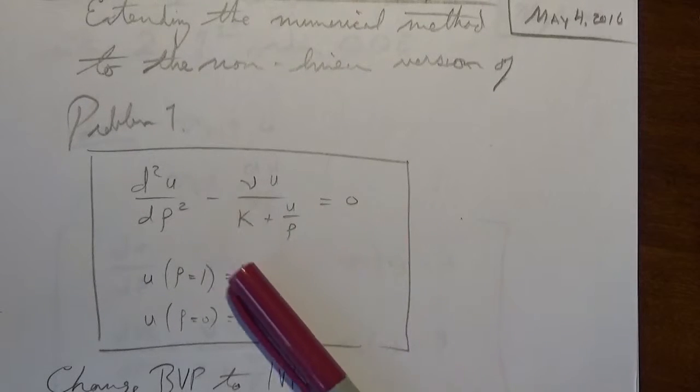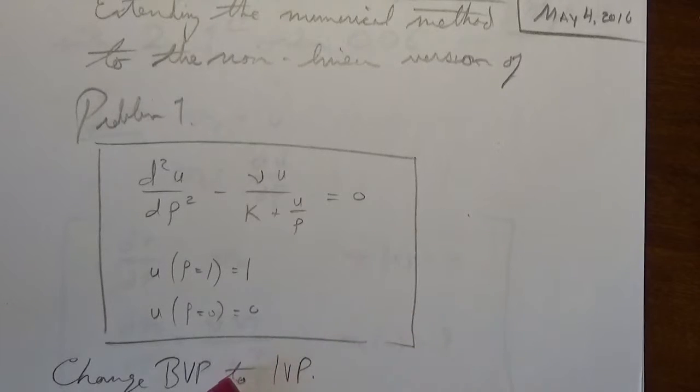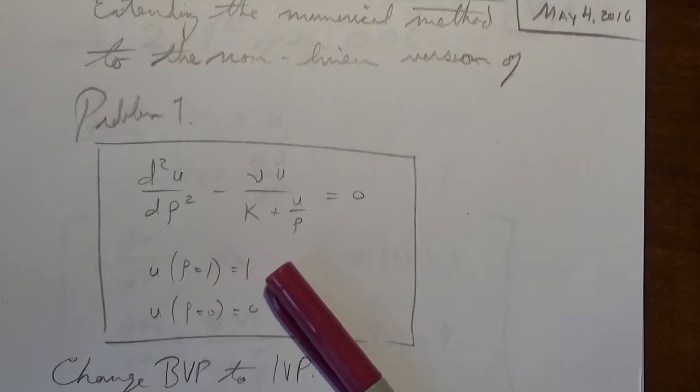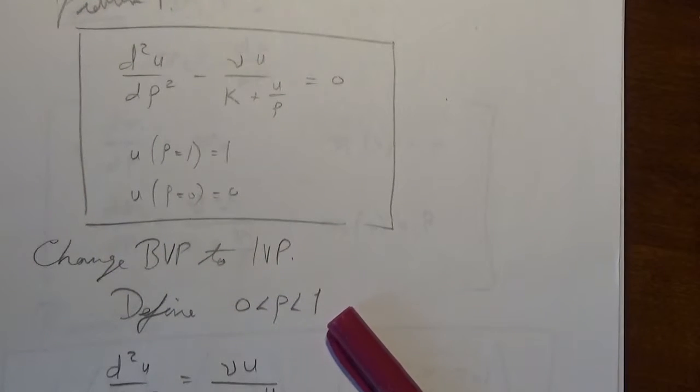Because it's a second order, we have two boundary conditions. If we want to use Runge-Kutta, though, we have to change from a boundary value problem to an initial value problem, meaning that instead of having two boundaries, we're going to have the initial value and the initial slope. Now rho, which was our position, we're going to treat as time, running from 0 to 1, whereas before we had position from 0 to 1.